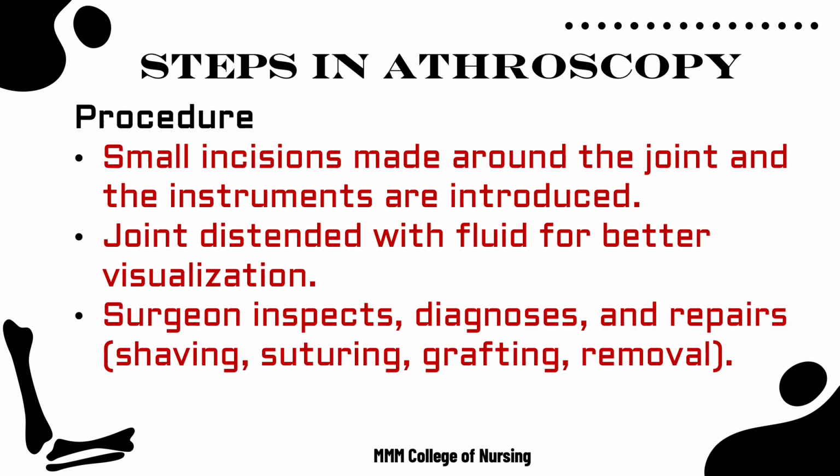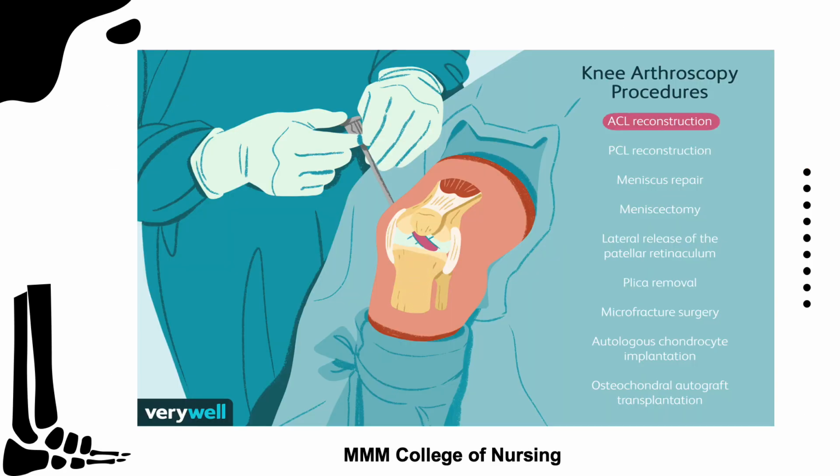In the procedure of arthroscopy, small incisions are made around the joint and the instruments are introduced. Then the joint is distended with fluid for better visualization. The surgeon then inspects, diagnoses, and repairs through the process of shaving, suturing, grafting, or removal. This GIF shows various knee arthroscopic procedures such as ACL and PCL reconstruction, meniscus repair, meniscectomy, lateral release of the patella retinaculum, plica removal, microfracture surgery, autologous chondrocyte implantation, and osteochondral autograft transplantation.